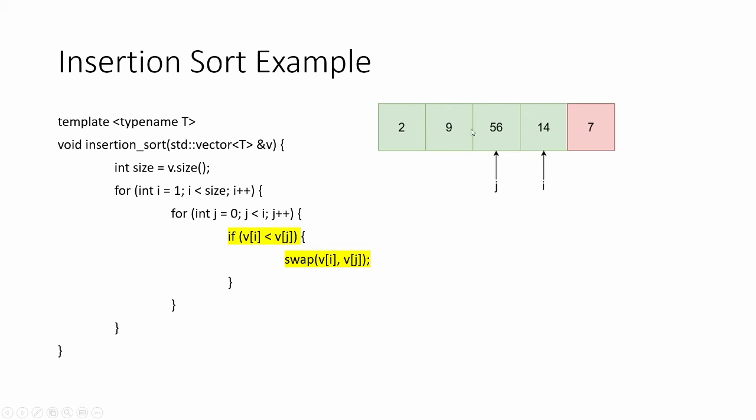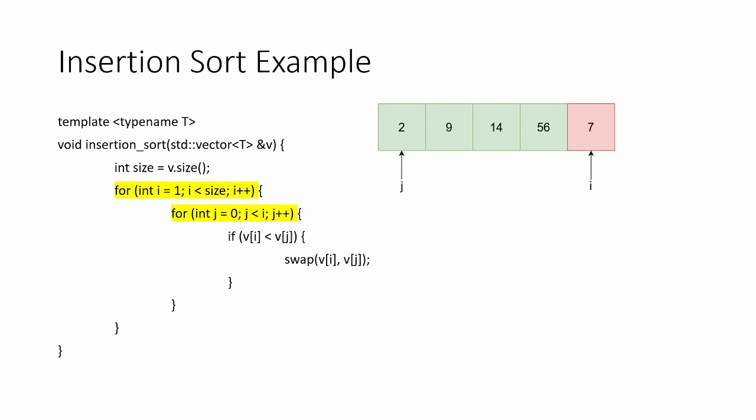j is at its last element, which will let us swap and sort it, because here v of i, which is 14, is less than v of j, which is 56. We'll sort it, and now, right as our for loop for our iterator j resets, our sorted part of the array has grown by 1. And now i is at the end of the unsorted part of the array, and j is reset, so we're going to find where we're going to insert 7 into our sorted part of the array.